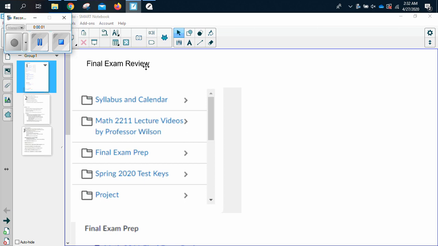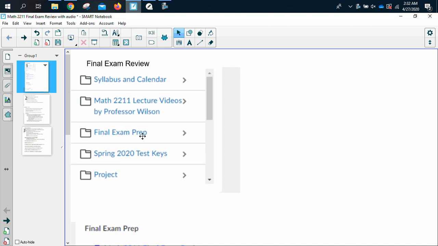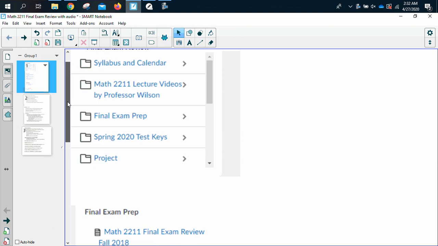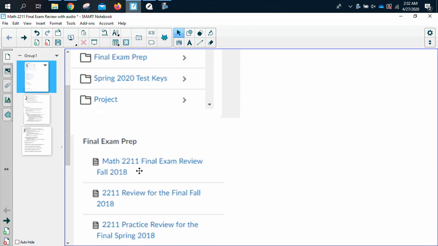Class, I just wanted to go over the final exam review. I wanted to point out that in iCollege, I created a folder called Final Exam Prep. So this is on iCollege, and in that folder, there are several files.